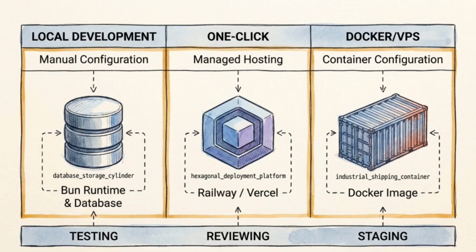This comparison table maps 3 deployment pathways. Local development requires manually configuring Bun and databases. One-click platforms like Railway bypass local setup for rapid previews. Docker demands explicit container configuration for secure staging, offering exact isolation.